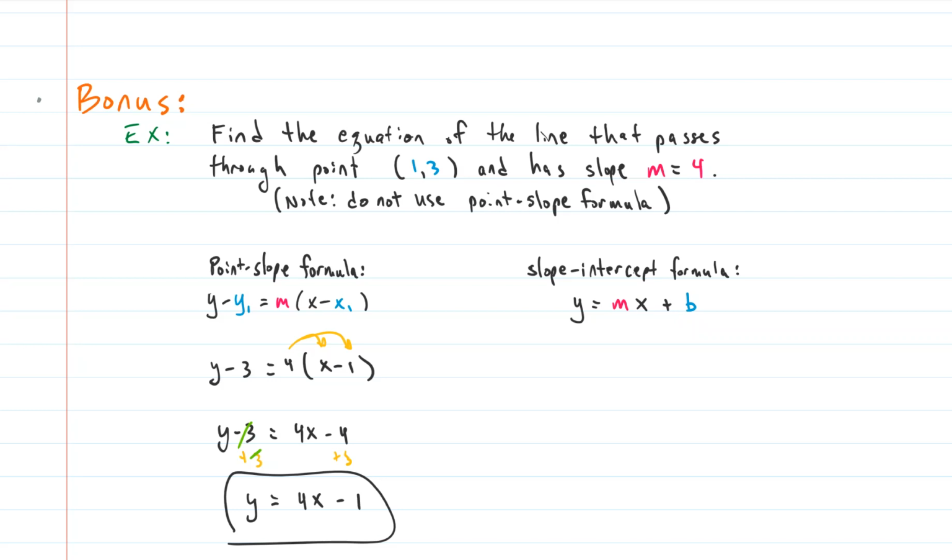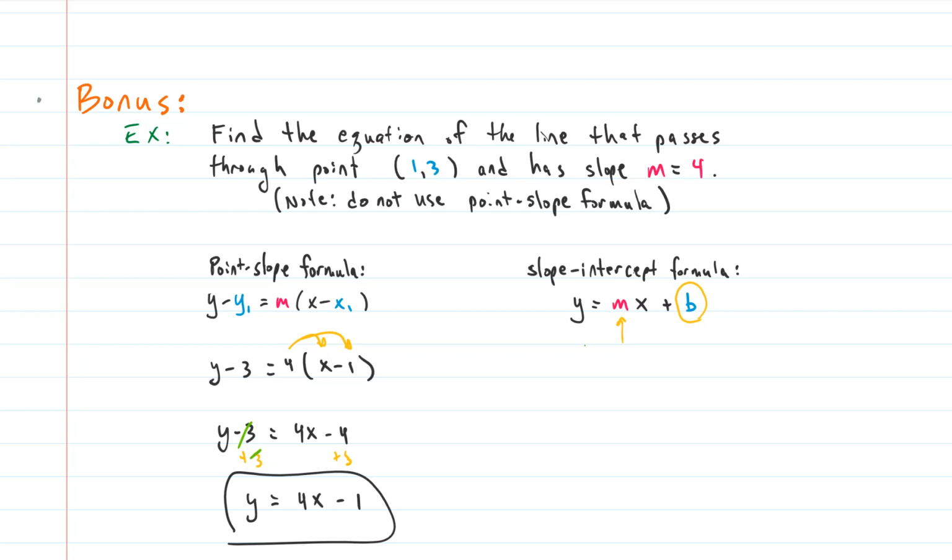Do we have to do it that way? I don't know. Let's see. Let's use the slope-intercept formula to get the equation of the line. Because we have enough parts, right? We have the slope, right? We have m, that's given to us, it's 4.